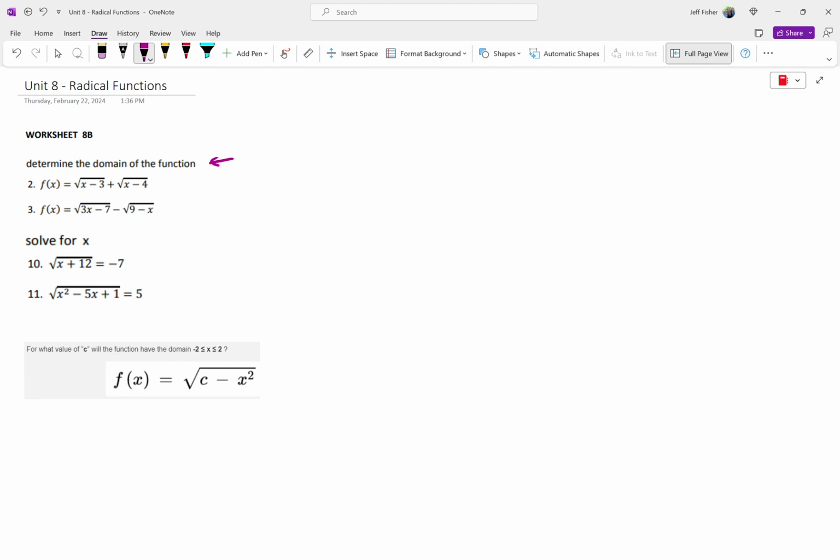The first question out of worksheet 8b is asking us to determine the domain of the function. Well, for this function's domain, you can put in any value of x you want, except values of x that are going to make the value under the radical less than 0. So we just take each piece of the function. We take each radical and we set x minus 3, which is the value under the radical, greater than or equal to 0. Also, x minus 4 has to be greater than or equal to 0.